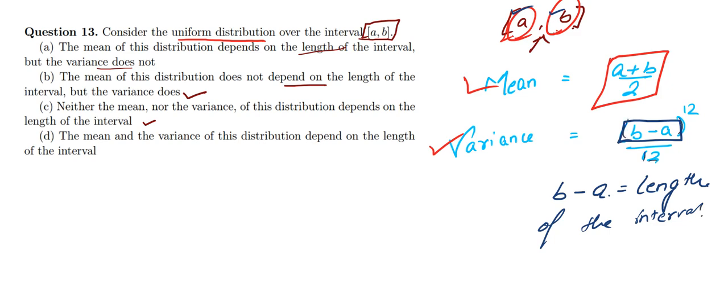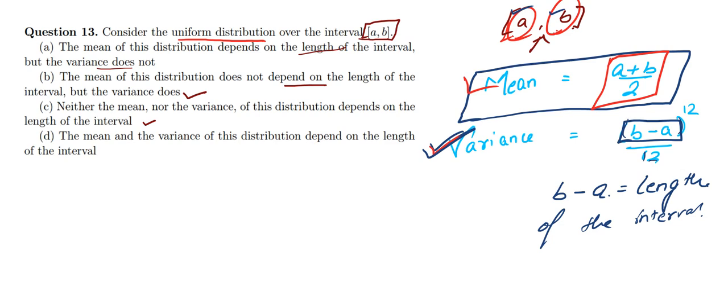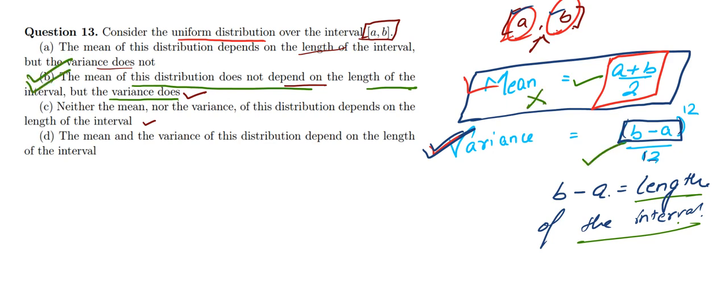So you can see that the mean has nothing to do with the length of the interval, whereas the variance can only be found by finding the length of the interval. Hence variance is dependent on the length of the interval, whereas the mean is not. Let's check the options. In option B we have that the mean does not depend and the variance does. So option B is the correct answer to this question.